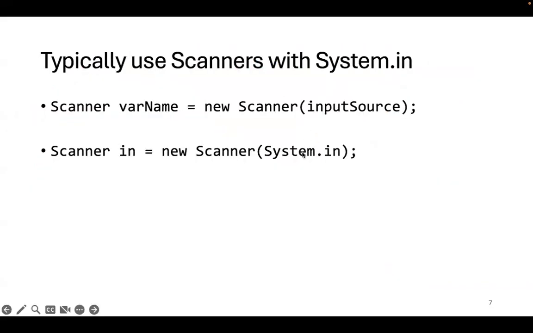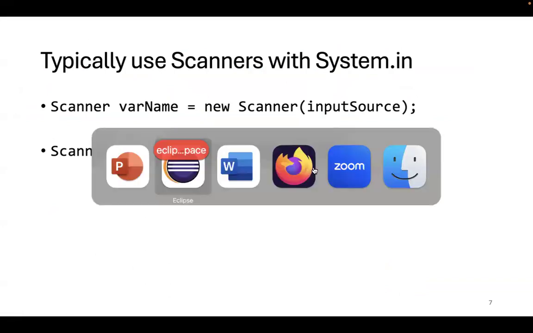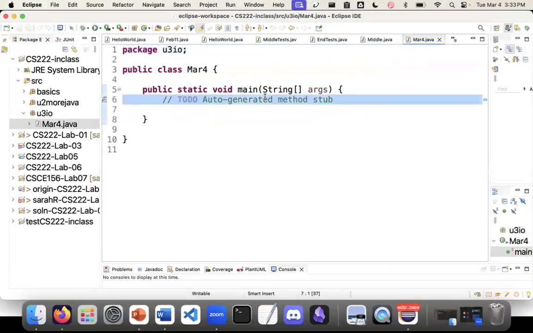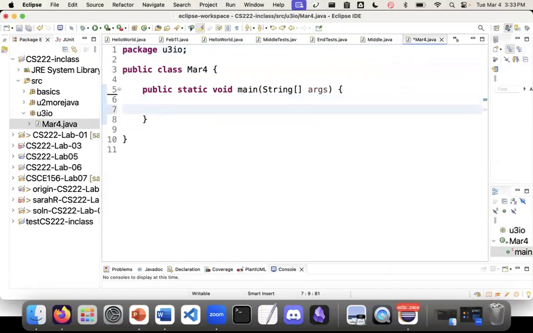So typically when we're getting input from the command line, we have some sort of scanner variable, and we get input from system.in. So let's try that out. I'm going to have a scanner variable, and since it's going to come from system.in, I can call it in, or you could call it s because it's a scanner. It's just a variable name. It can be whatever you want. So I'll call it in.